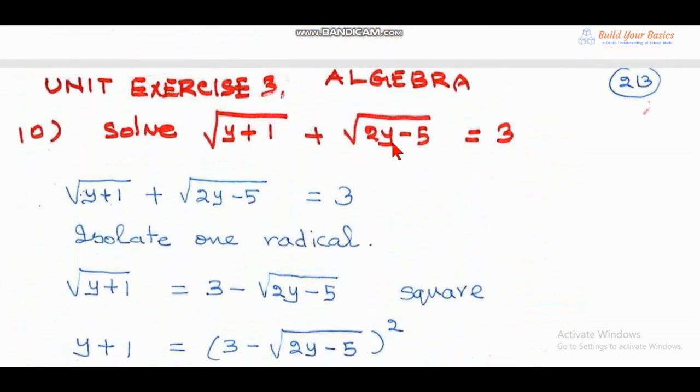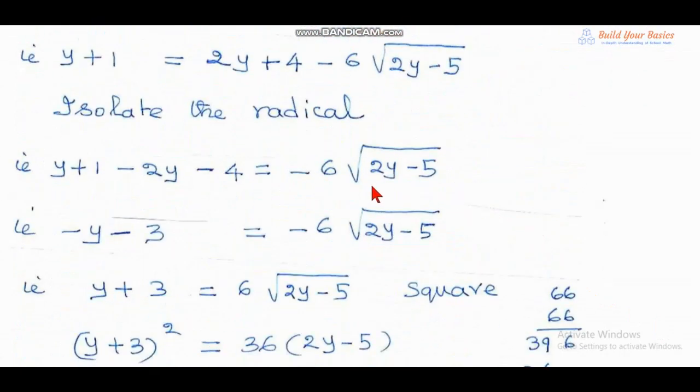Originally there were two square roots. We are successful in getting rid of one of the square roots. Now we have an equation wherein we have got only one square root. Even this square root is to be removed. Whenever a square root is to be removed, that must be first of all isolated. So isolate this radical. That is minus 6 into square root of 2y minus 5 must be isolated. Must be isolated means there should be no other term except that term by the side of it.